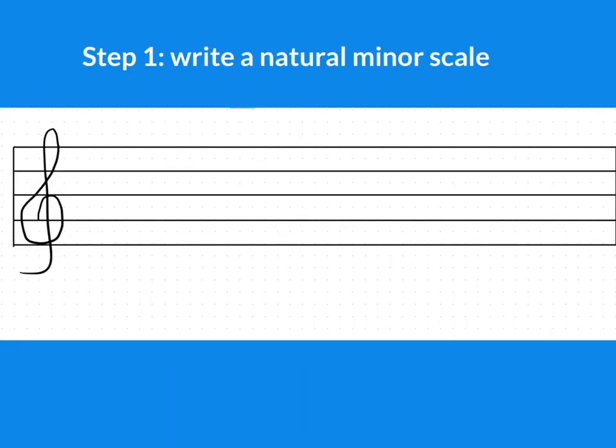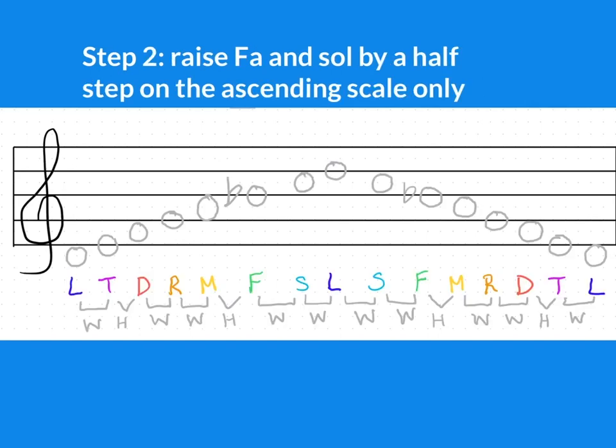Just like with harmonic minor, when we go to write a melodic minor scale, we're going to start by writing the natural minor scale. So again, I'm going to use our D natural minor scale that we've already written. The melodic minor scale is special in that it is different on the way up than it is on the way down. So to change this natural minor scale into melodic minor scale, we're going to raise our fa and our so by a half step, but only on the way up. So fa is going to become fi, and so is going to become si.